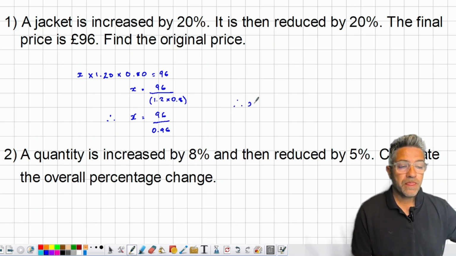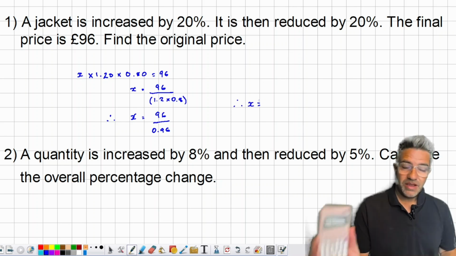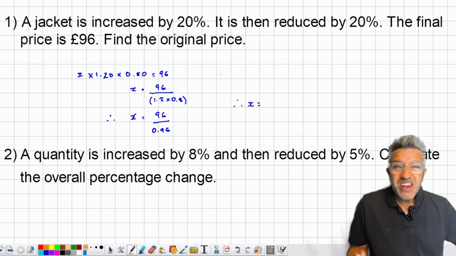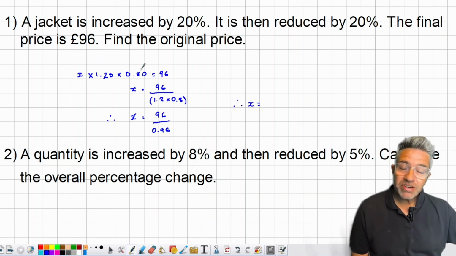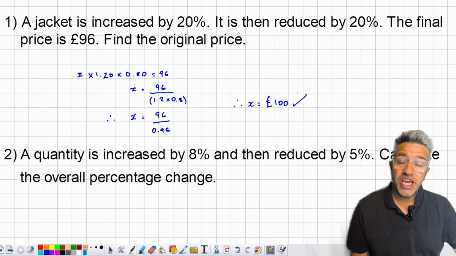Therefore, x equals, and you can check it on a calculator if you like, but hopefully you can see there the numbers are really quite nice. So this might be on a non-calculator paper, but if it gives you confidence just initially, check it on a calculator, but I'm sure you can see from the niceness, the familiarity of the numbers, x equals £100.